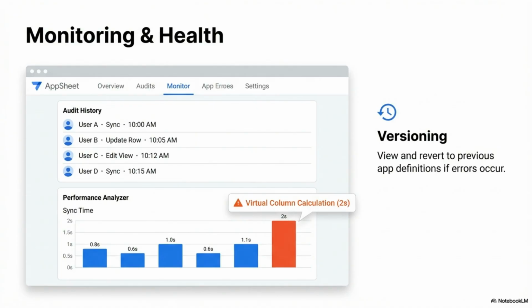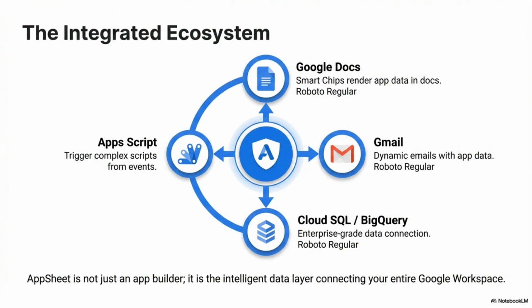Monitoring and health features provide an audit history and performance analyzer. Versioning allows you to view and revert to previous app definitions if errors occur, ensuring stability. AppSheet is an intelligent data layer connecting your entire Google Workspace. It integrates with Google Docs, Gmail, AppScript, and Cloud SQL or BigQuery, creating a truly integrated ecosystem.